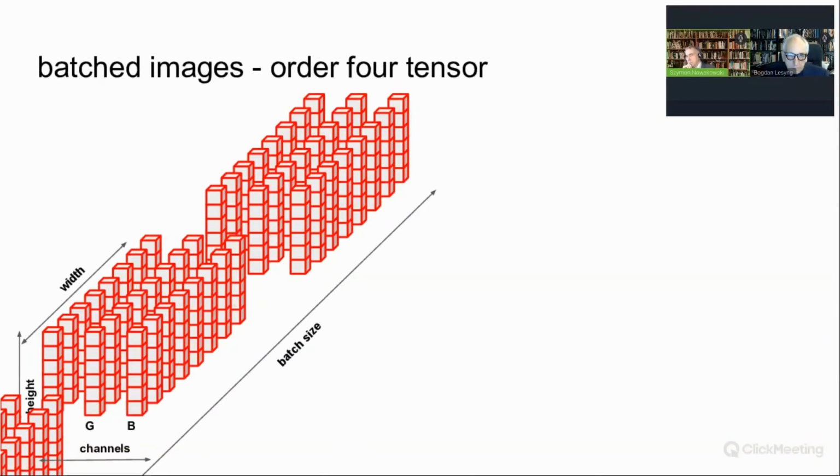Sometimes it comes like a batch and then channels, height, and width. It depends on the coding, but the batch order is most often the first order, and then come the last 3 orders: height, width, and channels.